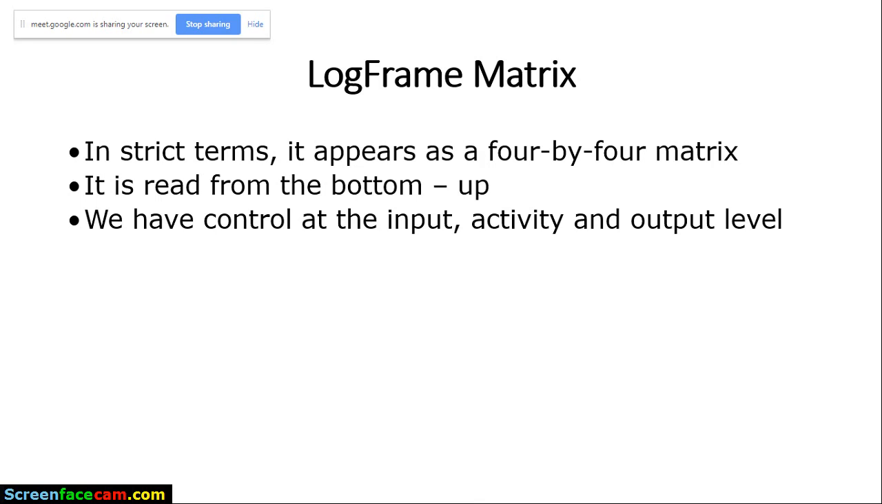We have control at input, activity, and output. Before I can explain this point, I'll pose this question to you. Why is it that in a project, we've got control at input level, at activity level, and at output level, but we don't have control at outcome and impact level? Can I hear people say something over this?